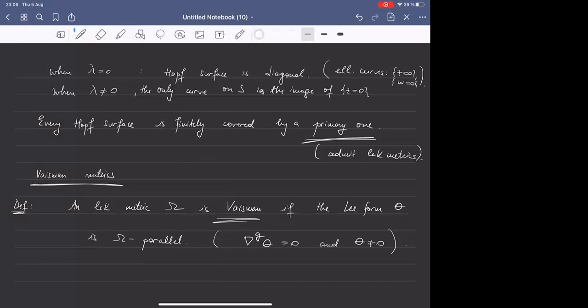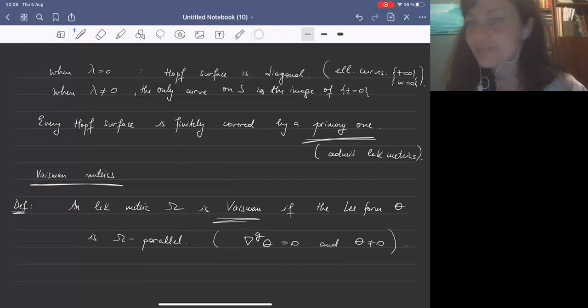Okay, so next time we will see if the metrics that we studied so far are Vaisman or not, if there are obstructions to the existence of Vaisman metrics, and also about higher dimensional cases. Okay, so see you next time.